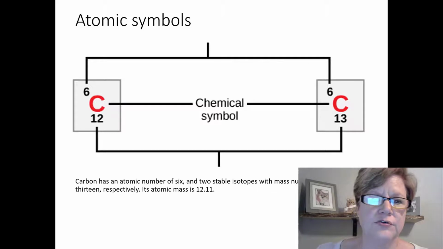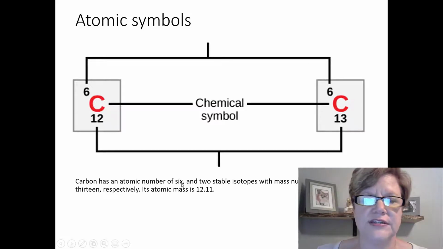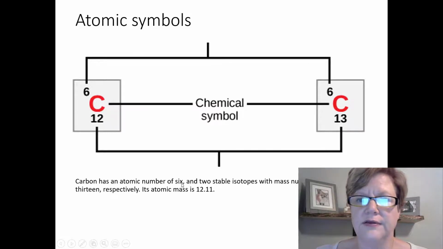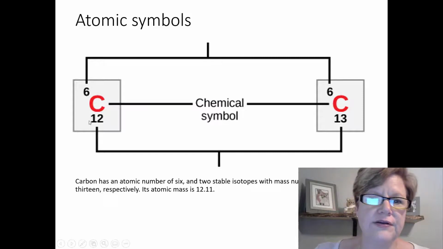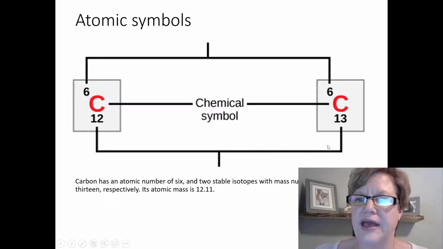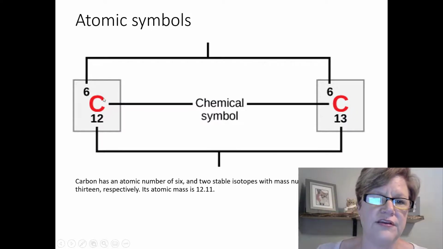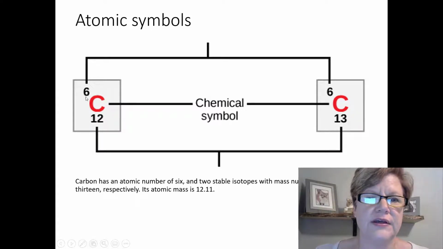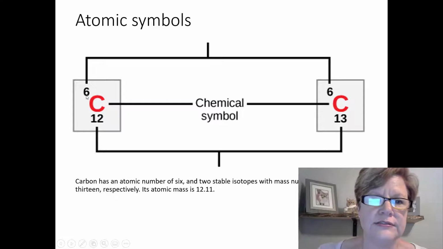Okay, so carbon has an atomic number of 6. And the number down here below indicates the mass of the atom. So let's say you have an atom of carbon. It has 6 protons, and the total mass of the atom is 12.